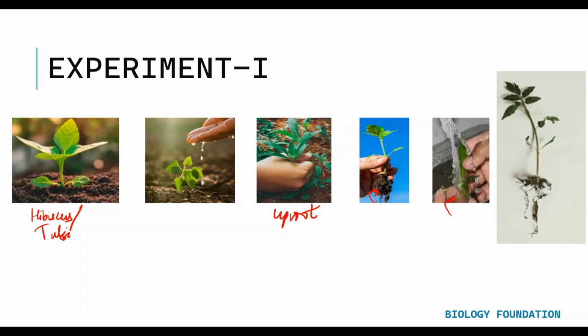So if you directly uproot the plant, what happens? The roots remain in the soil because they're firmly attached to the soil. You will get only the stem, but I want the complete plant with the root system and shoot system. So that's the reason you pour water into the soil, so that the soil is loosened. As a result, when you uproot slowly, even the roots start coming out.